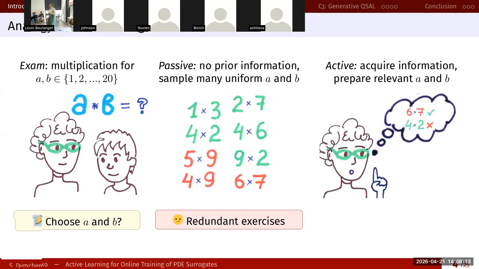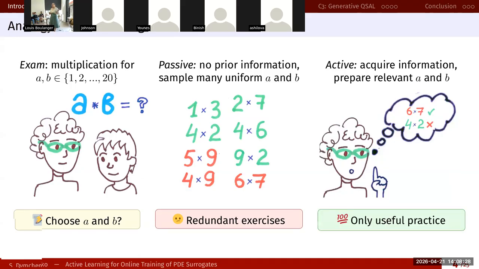Or I could apply an active learning approach. In this case, I would create a set of exercises, then give it to the student, see which exercises are harder or easier for them, and prepare the next set of exercises accordingly. This way, the practice will contain only useful examples for the student, and they will succeed at the exam.